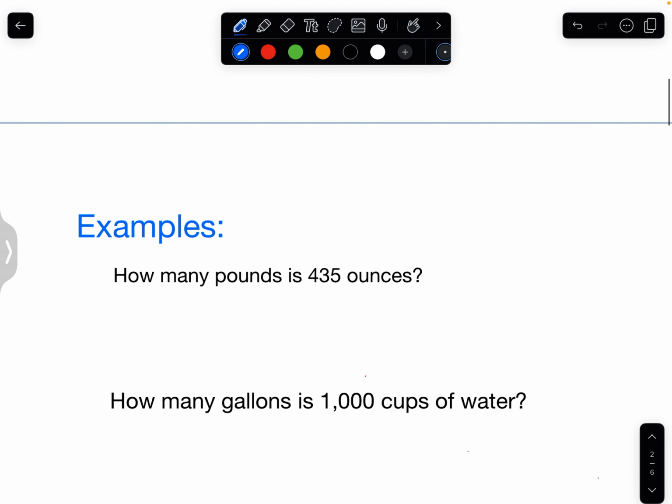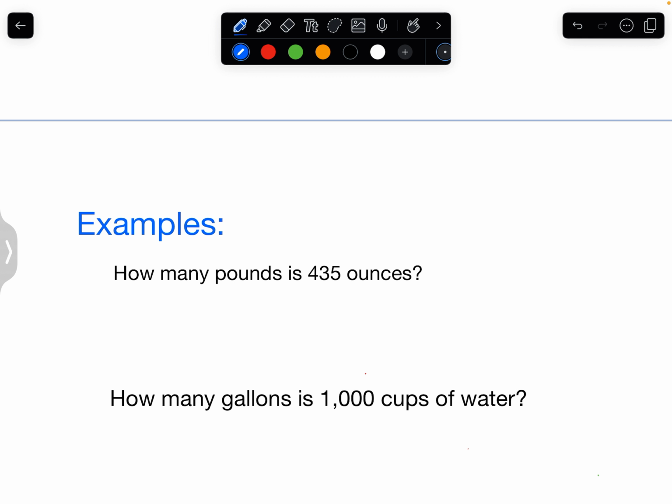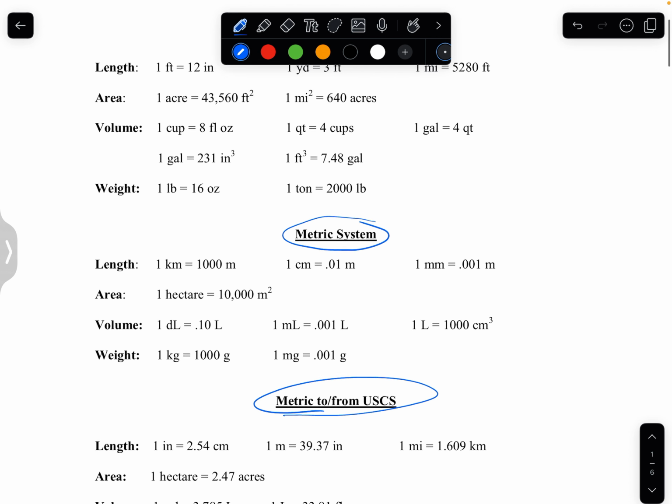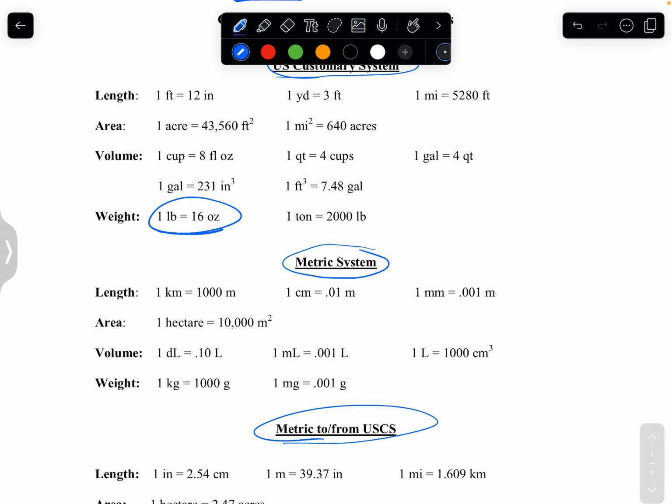If we look at the first one here, we want to know how many pounds is 435 ounces. So the first thing I would set up is 435 ounces on top over 1. Since I'm trying to get rid of ounces and go to pounds, when I set up my next one, ounces will go on the bottom. Again, I'm going to look at my resource page to see, can I go directly from ounces to pounds? If I look up here, ounces to pounds is a direct conversion, right? So I know 1 pound equals 16 ounces.